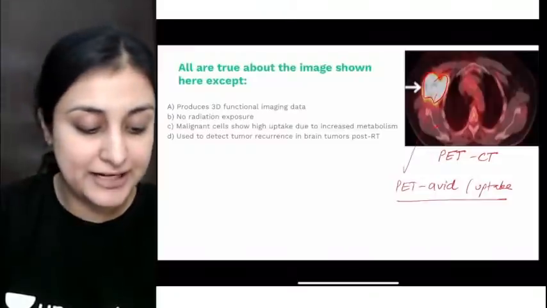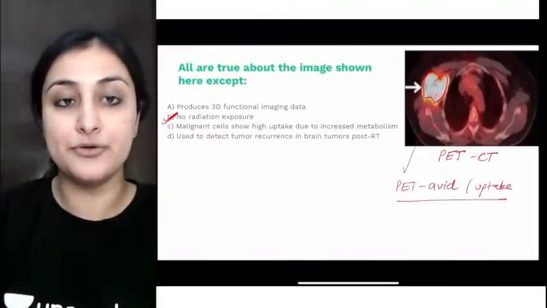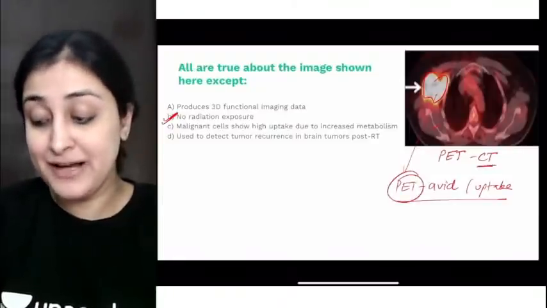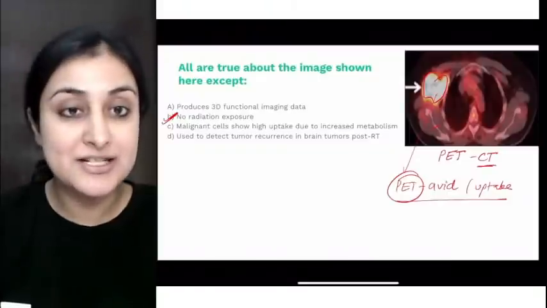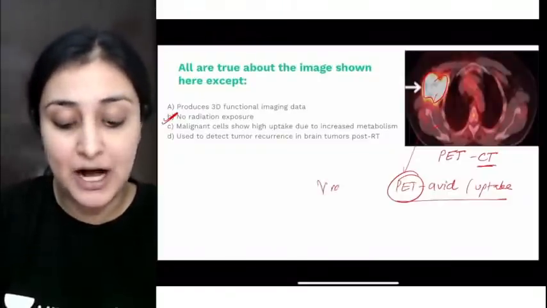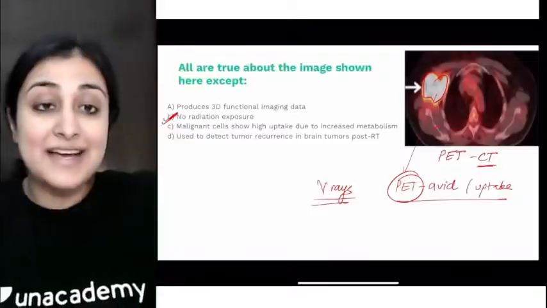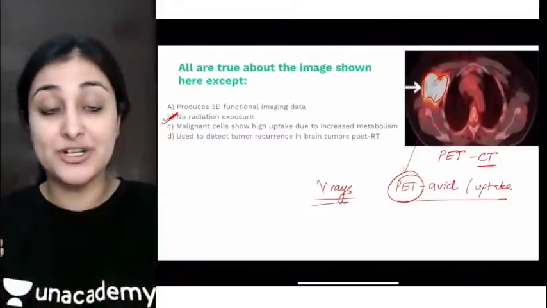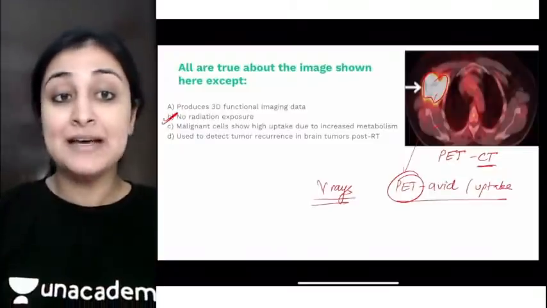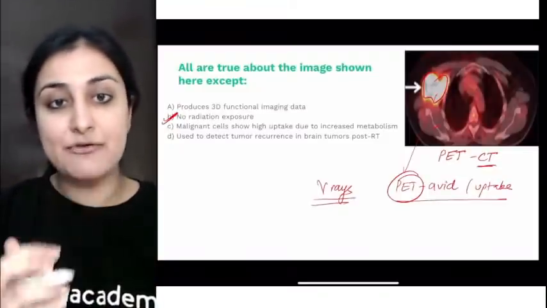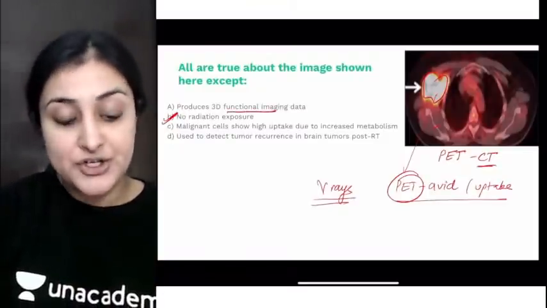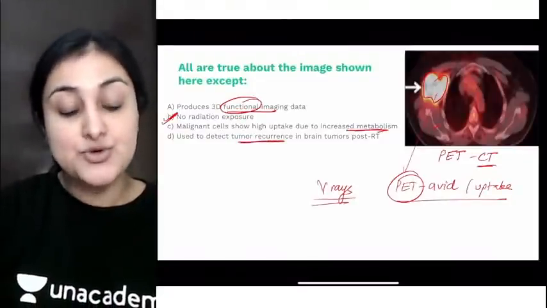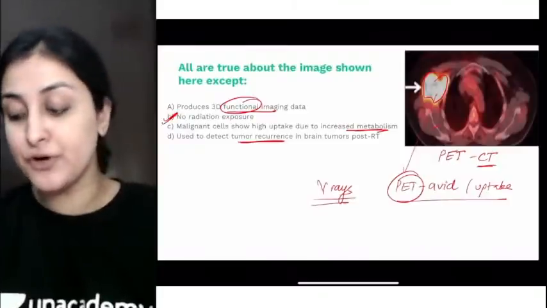Very good. Universally, everybody giving me the correct answer. Wonderful. It does have radiation exposure because alone also, if I don't do CT, if I just do PET also, does it have radiation? Yes, it is dealing with gamma rays, the rays which have the highest energy, right? So it definitely has a lot of radiation exposure, and when I do a hybrid imaging like PET CT, it's double the radiation, isn't it? So this is definitely wrong. It gives us 3D functional data, it tells us about the function, the metabolism of the cells, and it is used to detect tumor recurrence, useful for malignancy staging.